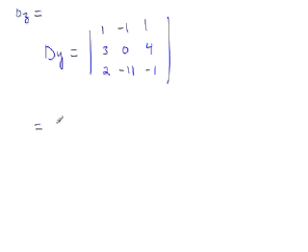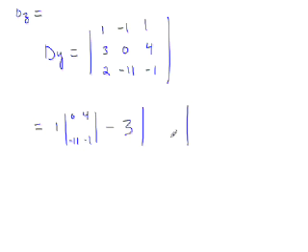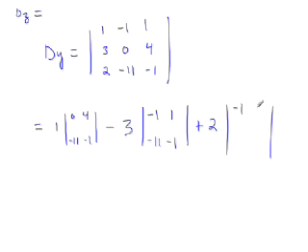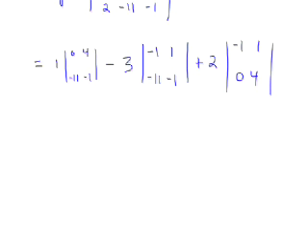So this would equal 1 times its 2 by 2 determinant, 0, 4, negative 11, negative 1, minus 3 times its determinant. So we're going to wipe out this column and this row, negative 1, 1, negative 11, negative 1, plus 2 times its 2 by 2, or its minor, so wipe out that column, that row, negative 1, 1, 0, 4.